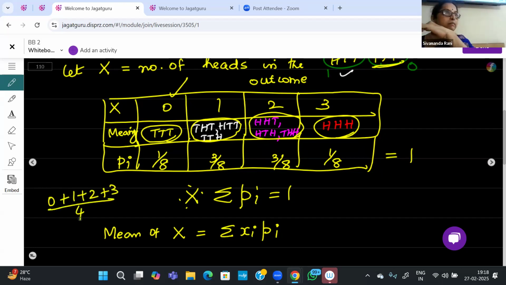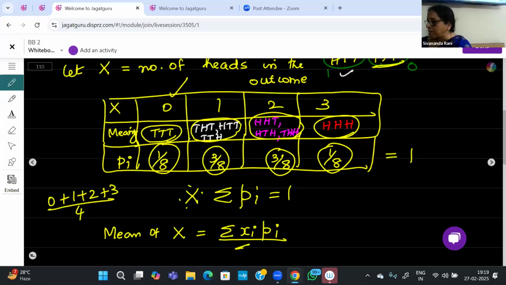Usually what is the mean? Sum of the values divided by number of observations. All of you know that, right? That is the average. But that's not the way expectation of x is calculated, because the probabilities associated with these numbers act as weights. So I'm actually dividing by the sum of the weights, but the sum of the weights is 1 in this case.